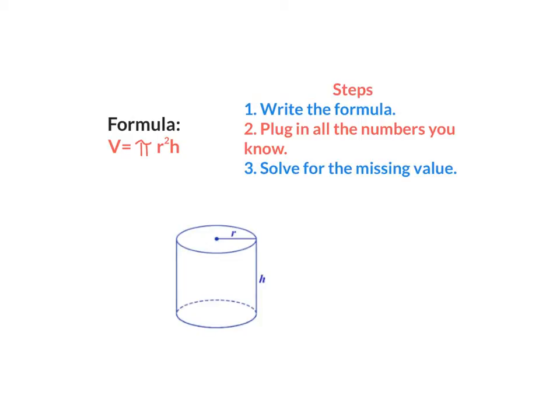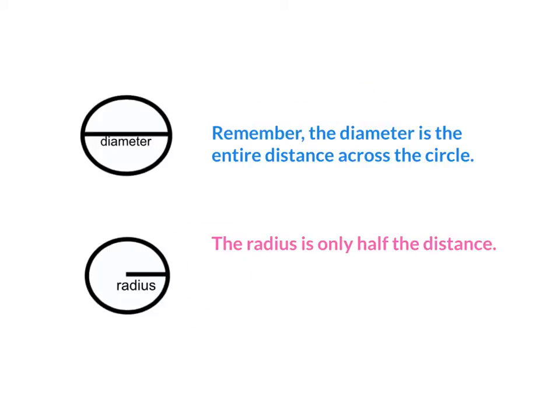The formula for the volume of a cylinder is pi r squared h. The steps are to write the formula, plug in all the numbers you know, and solve for the missing value. Remember, the diameter is the entire distance across a circle. The radius is only half the distance.